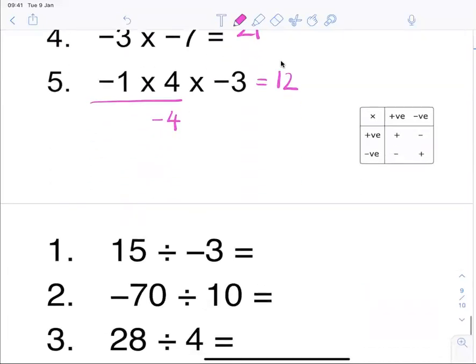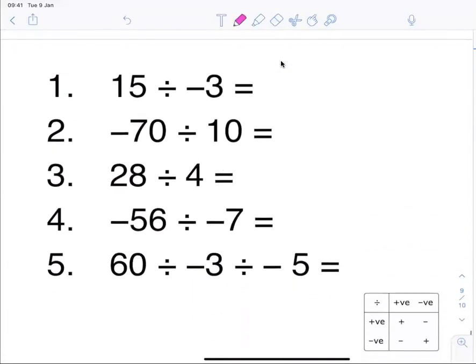Okay, so now we're going to move on to our next step. Well, division uses exactly the same rules. The rules don't change even though the function has. So I want you to pause it now and use all of the knowledge you've just gained to do some dividing by negative numbers.